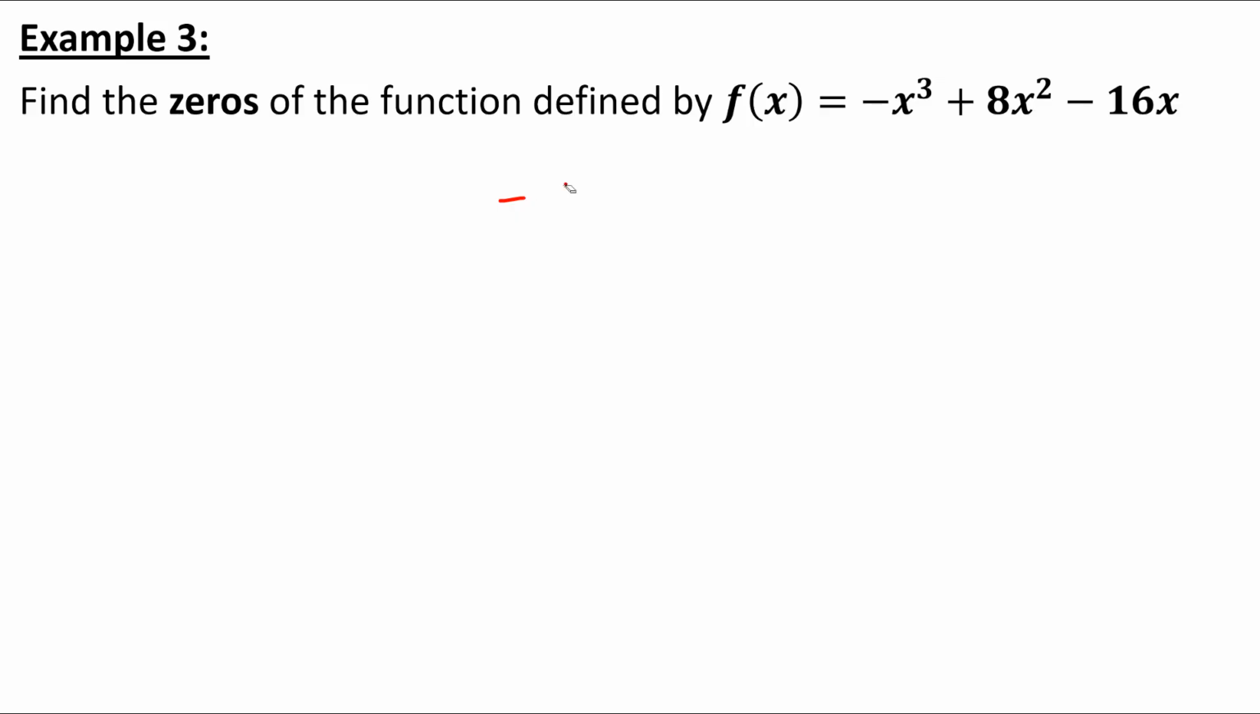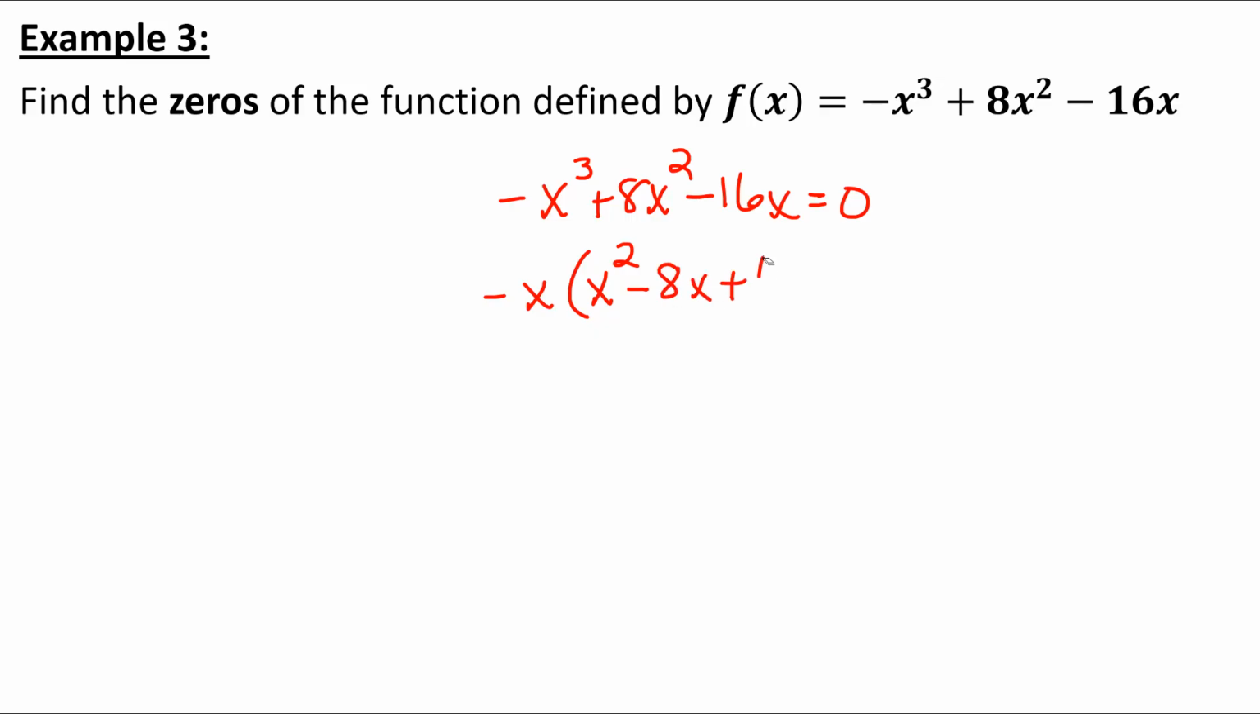All right, if you wanted to find the zeros of this function, you would again set it equal to 0. So you'd have negative x cubed plus 8x squared minus 16x equals 0. And then you can see that you have a common factor of x. So you could factor out negative x, and then you'd have x squared minus 8x plus 16 equals 0.